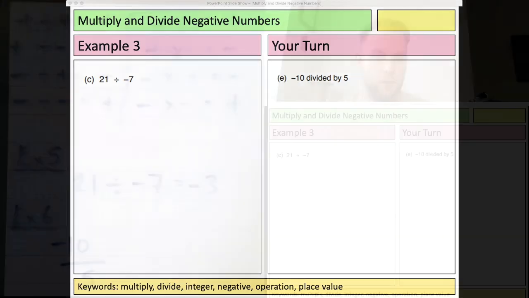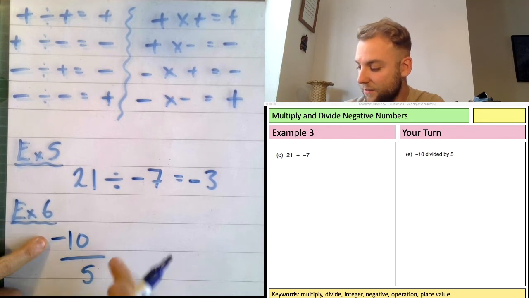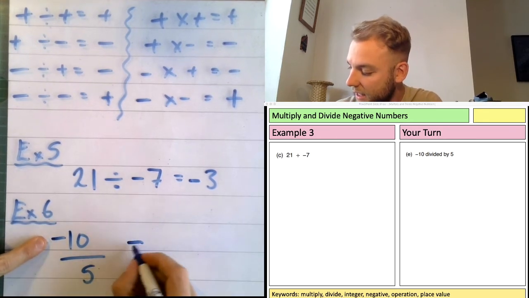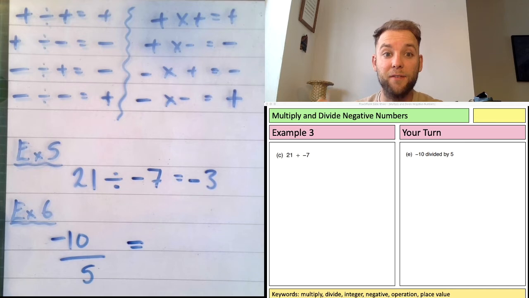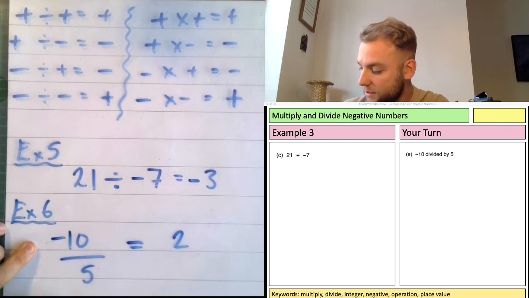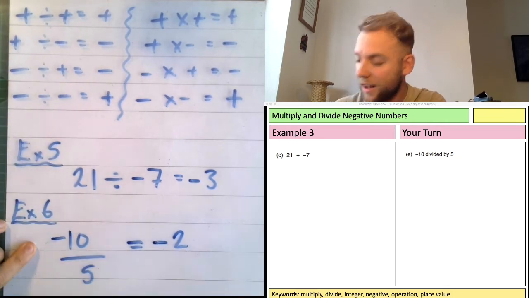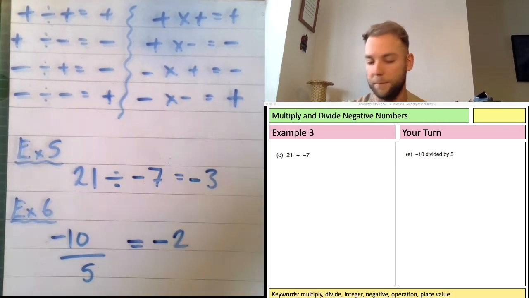Brilliant. So I wrote this in a different way. Don't be worried by that. Still the same. Negative 10 divided by 5. So deal with the numbers first. 10 divided by 5 is 2. And a negative divided by a positive. Again, negative divided by a positive is a negative value. So that's negative 2. Brilliant.